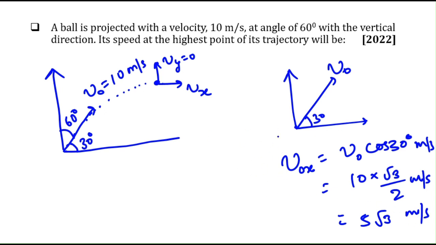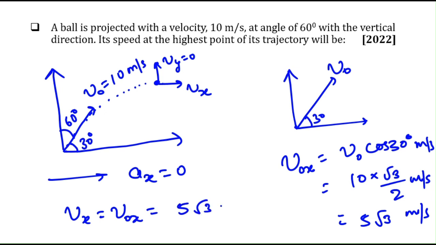Now, along horizontal direction, there is no acceleration. And in the ideal case of projectile motion, we consider that there is no air drag also. So along horizontal direction, there is no acceleration. That is, the velocity will remain constant. So if we take this argument, then we can say that at maximum height, this Vx will be nothing but equal to V naught x, and this is 5 into root 3 meter per second. So this is our answer here.